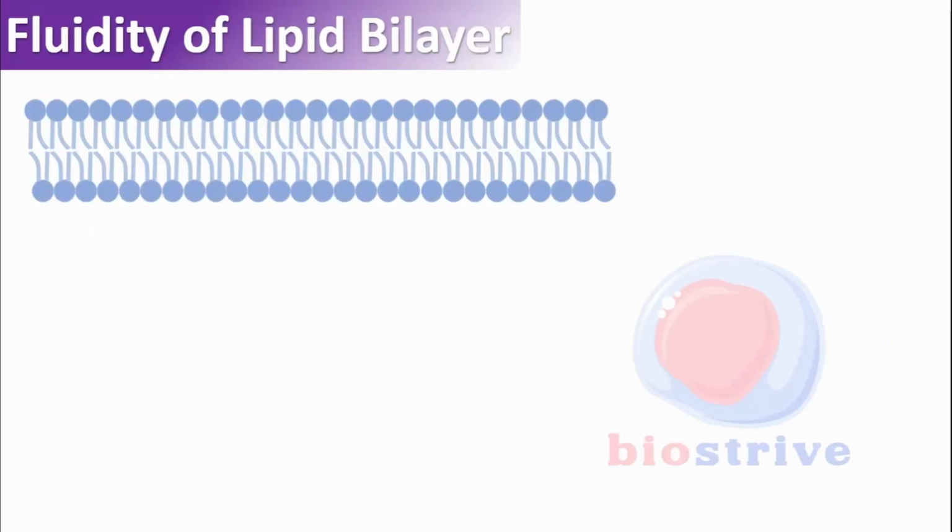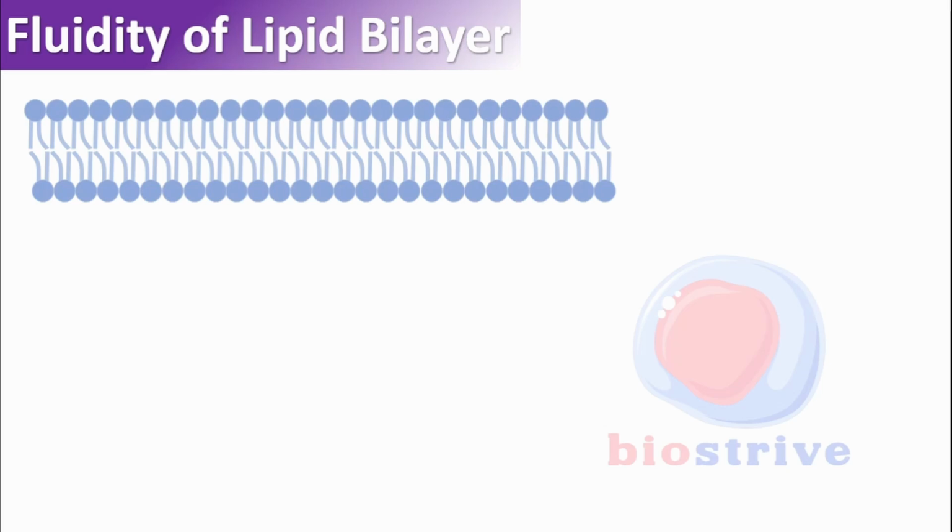So what happens to fluidity of lipid bilayer? What are the factors that affect the fluidity of lipid bilayer? There are mainly three factors, and assume I am talking about plasma membrane, but only the lipid portion of plasma membrane. I am excluding the protein portion for the simplicity of this video. So for this particular video, lipid bilayer and plasma membrane are thought to be synonymous. Alright, let's move on. There are mainly three factors that affect the fluidity of lipid bilayer.